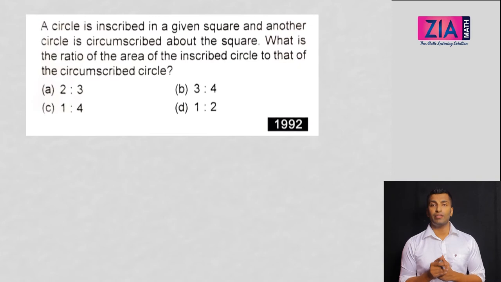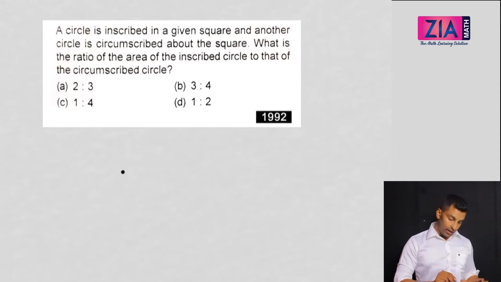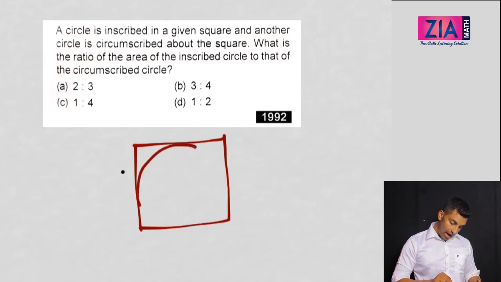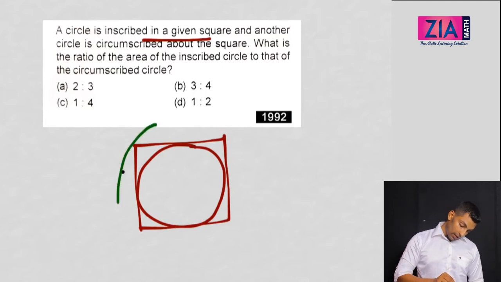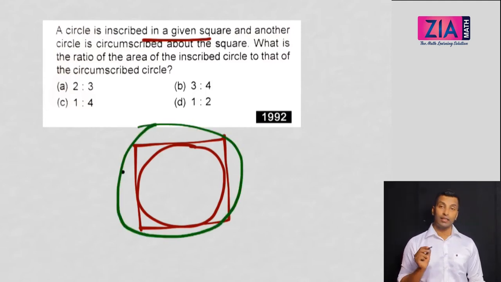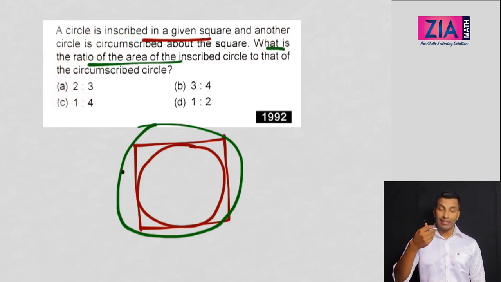Again, a similar pattern that we have already discussed. You take a minute and solve this question. So how will you solve this question? See what is given. There is a square, and a circle is inscribed in the square, right? A circle inscribed in a given square and another circle circumscribed about the square. So you have one more circle which circumscribes the square like this. Okay, then what is the question? What is the ratio of the area of the inscribed circle to that of the circumscribed circle?